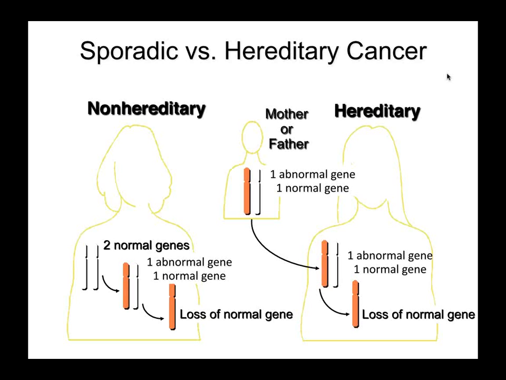So in a non-hereditary situation, there needs to be sequential hits that knock out one gene copy and then the other gene copy. But in a hereditary situation, the cancers are typically seen earlier in life and more likely to see multiple cancers in one individual, and that's because it takes fewer genetic changes to lead to the situation where you have complete loss of function of that gene.